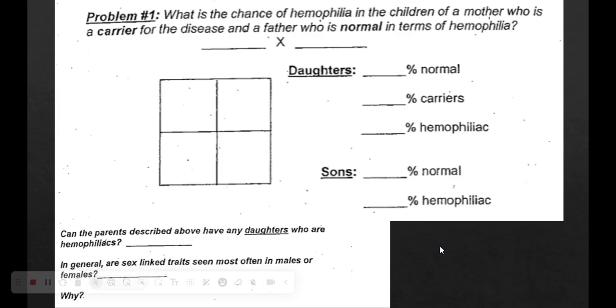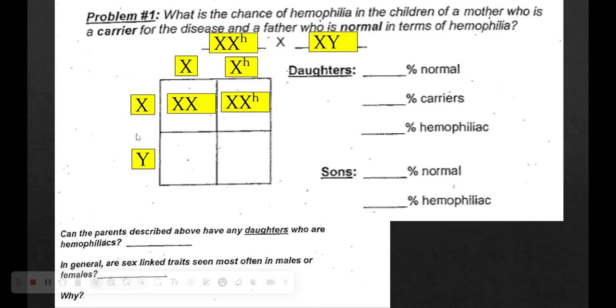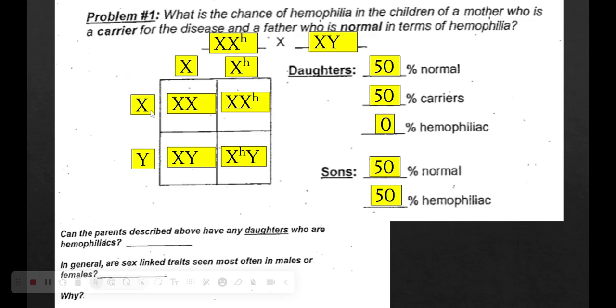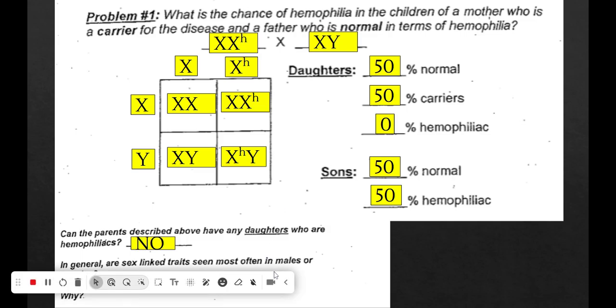Okay, what is the chance of hemophilia in the children of a mother who is a carrier for the disease and a father who is normal in terms of hemophilia? Okay, let's set it up. Just again, like male and female, we have to designate that. All right, so for the daughters, 50% would be normal, 50% would be carriers, but there are no hemophiliacs in that group. And then for the males, 50% could be normal and 50% could be hemophiliacs. This is again probability. Can the parents described above have any daughters who are hemophiliacs? No.